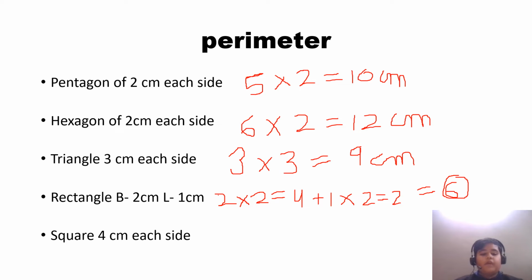Next is a square of 4 centimeter each side. A square has 4 sides, and if the question is saying 4 centimeter each side, it means we have to multiply 4 into 4. Answer will be equal to 16.